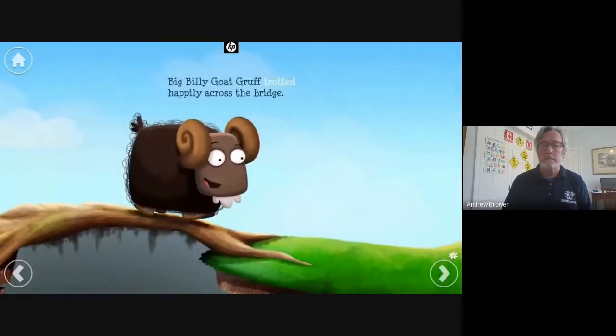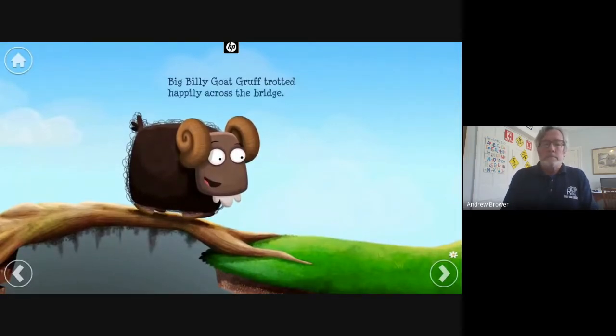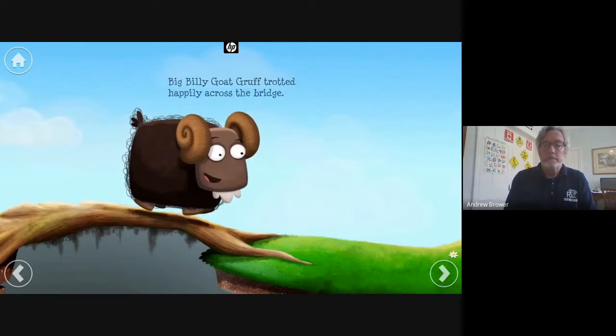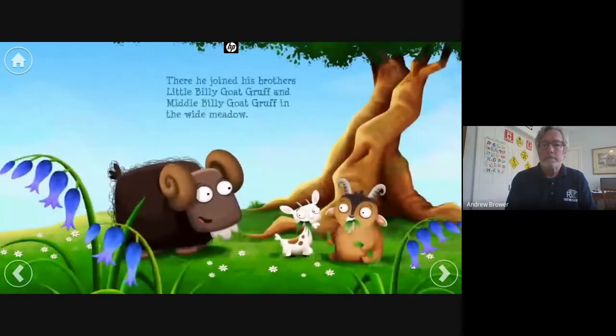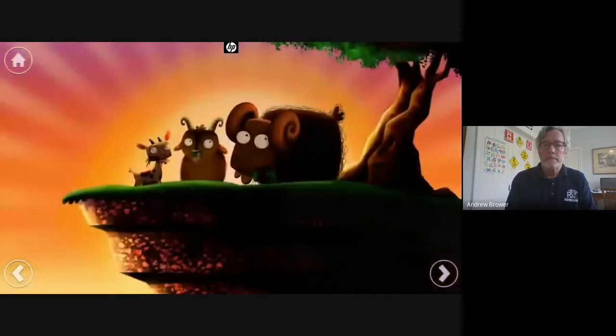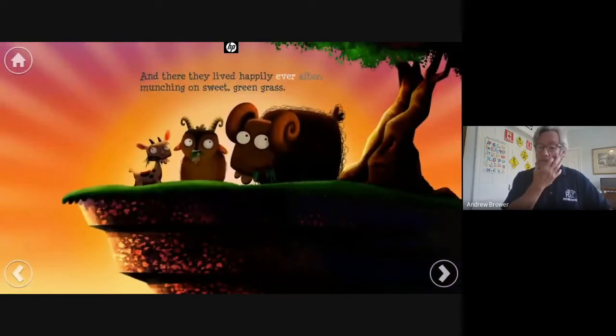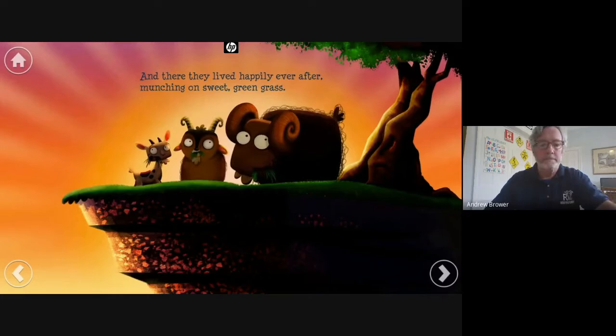Big Billy Goat Gruff trotted happily across the bridge. There, he joined his brothers Little Billy Goat Gruff and Middle Billy Goat Gruff in the wide meadow. Num num. And there they lived happily ever after, munching on sweet green grass.